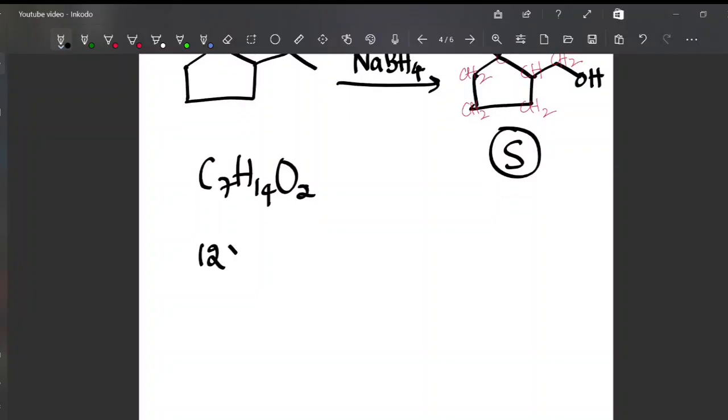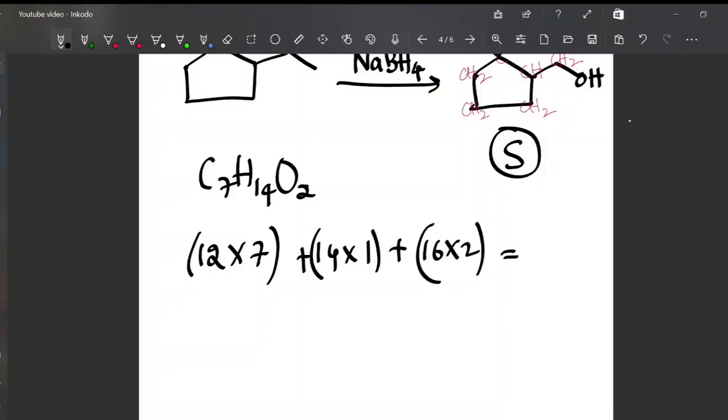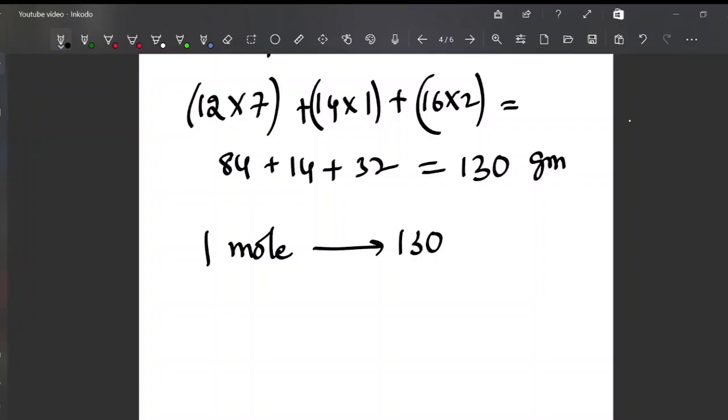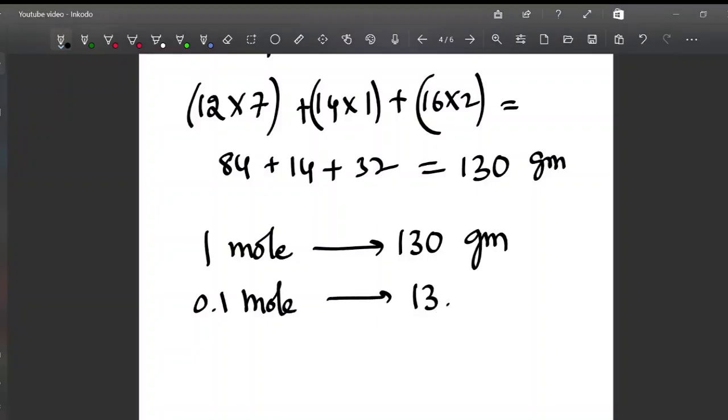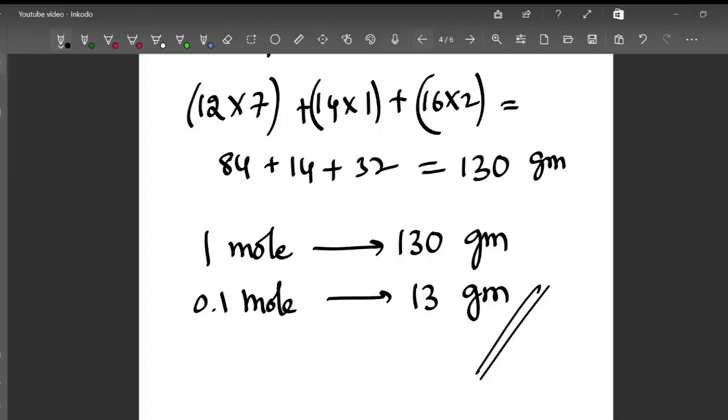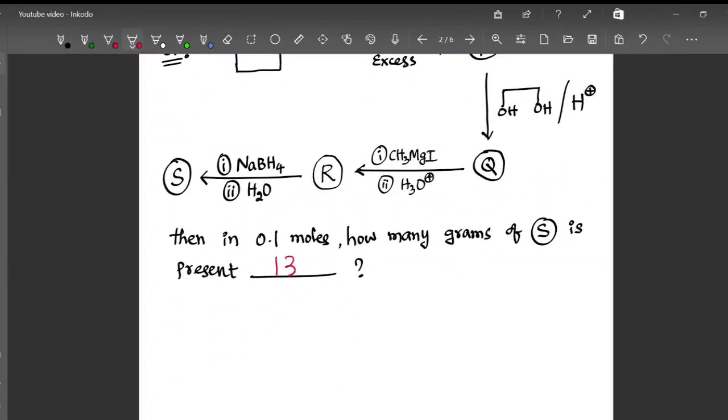So 12 into 7 for carbon, plus 14 into 1 for hydrogen, plus 16 into 2 for oxygen. So 12 sevens are 60, 72, 84 plus 14 plus 32. So all together we are going to get 130 grams actually. So 1 mole will have 130 grams, but they are asking for 0.1 mole only. In the question they are asking only for 0.1 moles. So which means it is going to be 13 grams. So the answer for this question, yes, is going to be 13 grams.